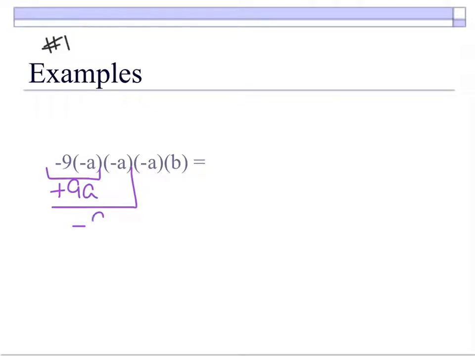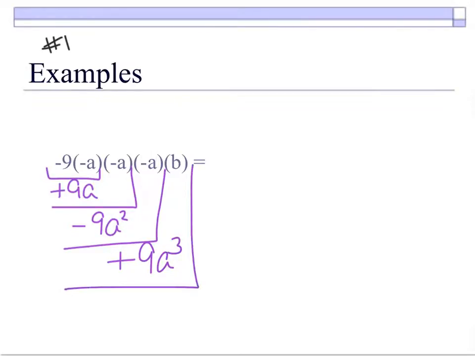We have 9aa, which is a squared. Multiply in the next a. Negative times negative is positive. I have a squared times a. Well, that would be a cubed. So I have 9a cubed.